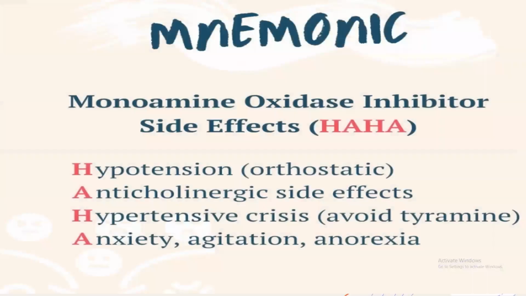The mnemonic to remember the monoamine oxidase inhibitor side effects is HAHA, HAHA. H for hypotension, orthostatic. A for anticholinergic side effects. H for hypertensive crisis, avoid tyramine. A for anxiety, A for agitation, and A for anorexia.